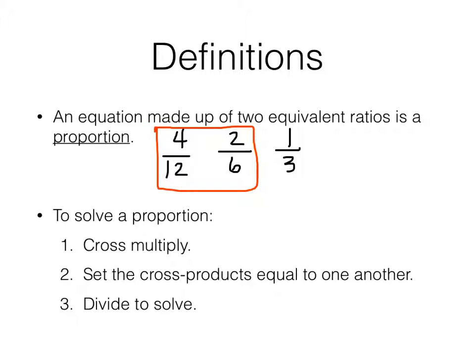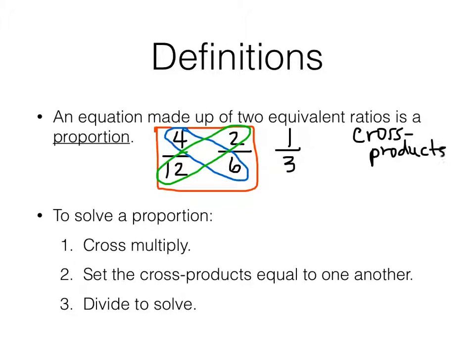If you cross multiply, so if you multiply together the numbers diagonally, so 4 times 6 there, and over here we got 12 times 2, those cross products, they are equal. So cross products in a proportion are equal. Cross products, and that's when you diagonally multiply in a proportion. And those cross products are always going to be equal.